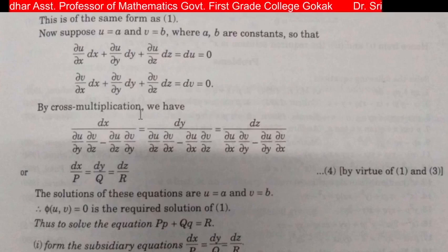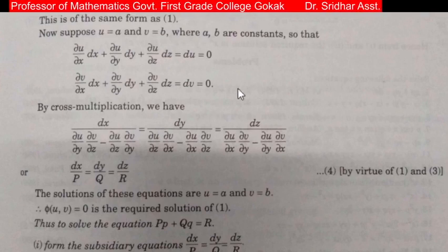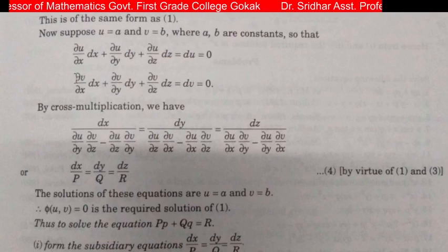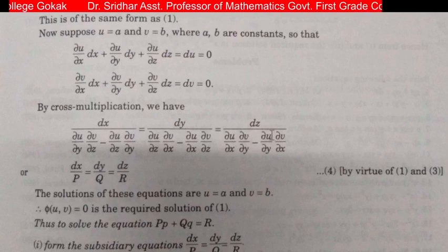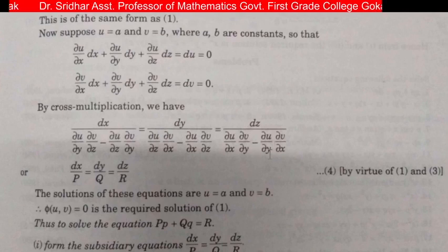Now these are the two equations. Apply the rule of cross multiplication. We can write dx divided by (∂u/∂y ∂v/∂z − ∂u/∂z ∂v/∂y) is equal to dy divided by (∂u/∂z ∂v/∂x − ∂u/∂x ∂v/∂z), which is equal to dz divided by (∂u/∂x ∂v/∂y − ∂u/∂y ∂v/∂x).